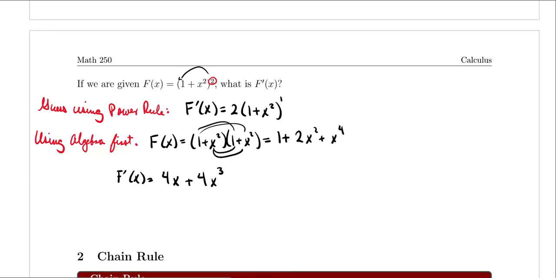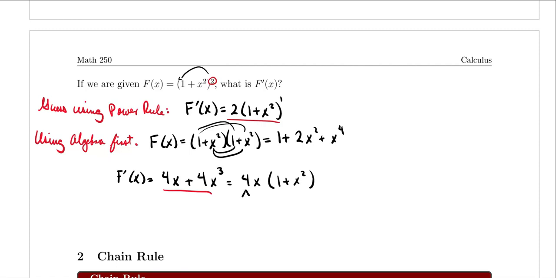Now at first glance, it looks like our derivative that we obtained using algebra first doesn't quite match the derivative that we got with our guess. But I'm going to go ahead and see if I can manipulate our answers here to see if I can make them match. Well, let's see. For our derivative of the polynomial, 4x plus 4x cubed, I can see that I can factor out a 4x. I'm going to be left with a 1 plus x squared. Okay, now I do see the 1 plus x squared at least. What else can I do here?